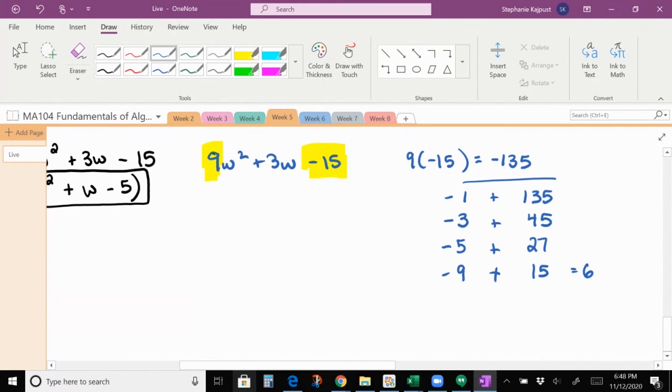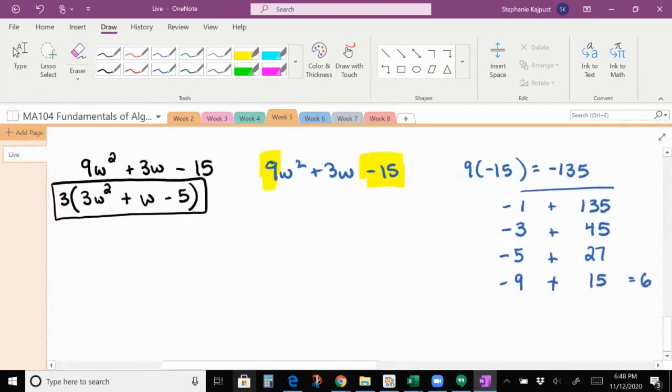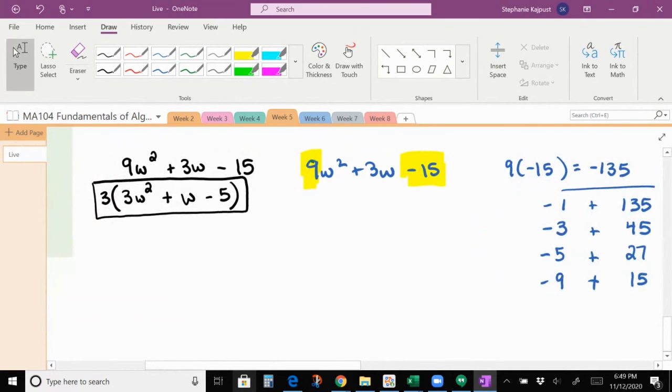So if you do the A times C and you don't get anything that can add up to that middle, that's telling you that it's not going to factor further. But you still have to check for that greatest common factor because we can factor that out. We just can't factor into 2 sets of parentheses. It doesn't work. Okay.